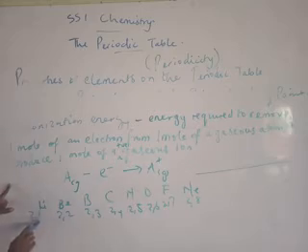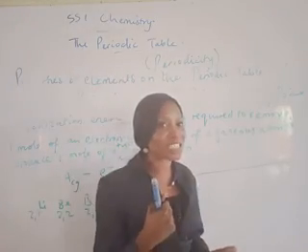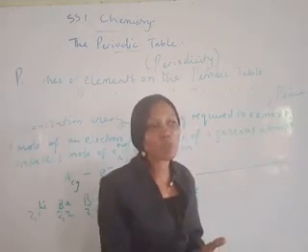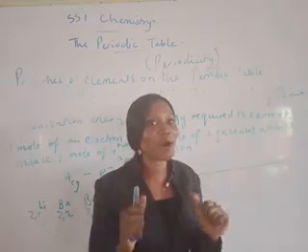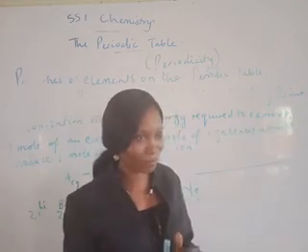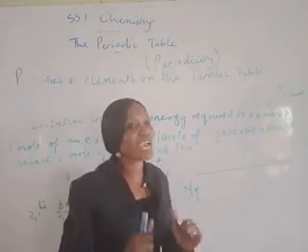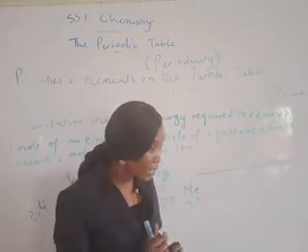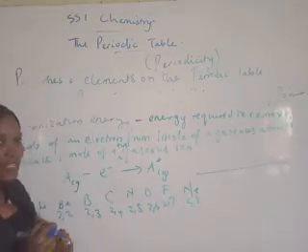So since the nuclear charge increases and the nucleus pulls more electrons to itself, the atom shrinks. The atom becomes smaller. That means the size of the atom decreases. Did you get that? I said the atom shrinks, it becomes smaller.